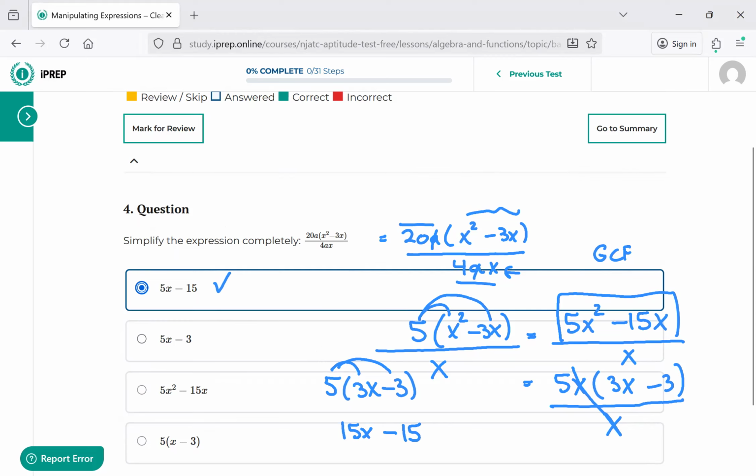Hey, I don't see my answer. Why don't I see my answer? Hold on, I must have made a mistake somewhere. Let me redo this one.